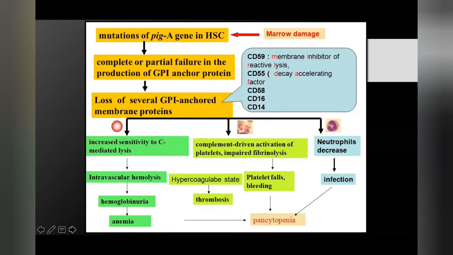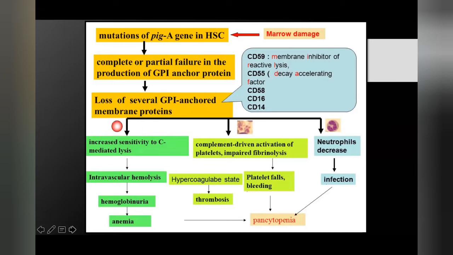So then, because the PIG-A gene is mutated, all these cells will have loss of several GPI anchored membrane proteins. For example, the red cells do not have CD55 and 59, which makes them prone to complement-mediated hemolysis. So these patients will present with intravascular hemolysis, hemoglobinuria, and consequently anemia. Also, because the GPI anchored proteins are absent, there is complement-driven activation of platelets, which leads to a hypercoagulable state.